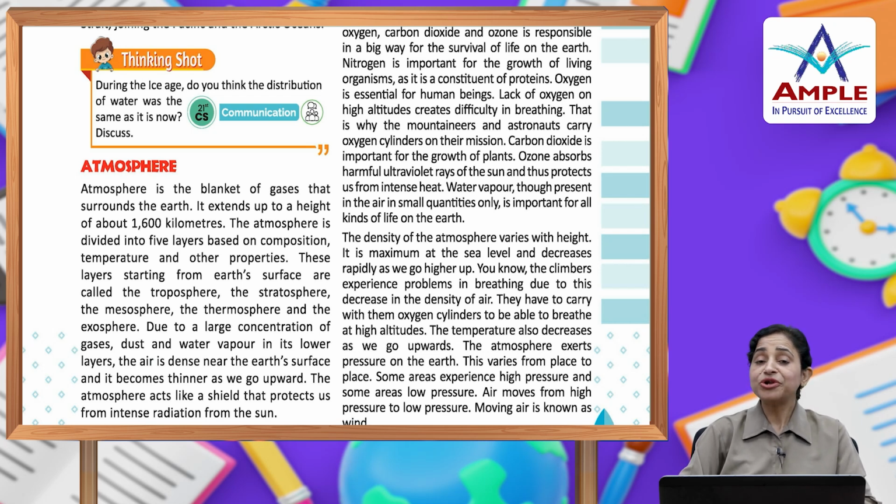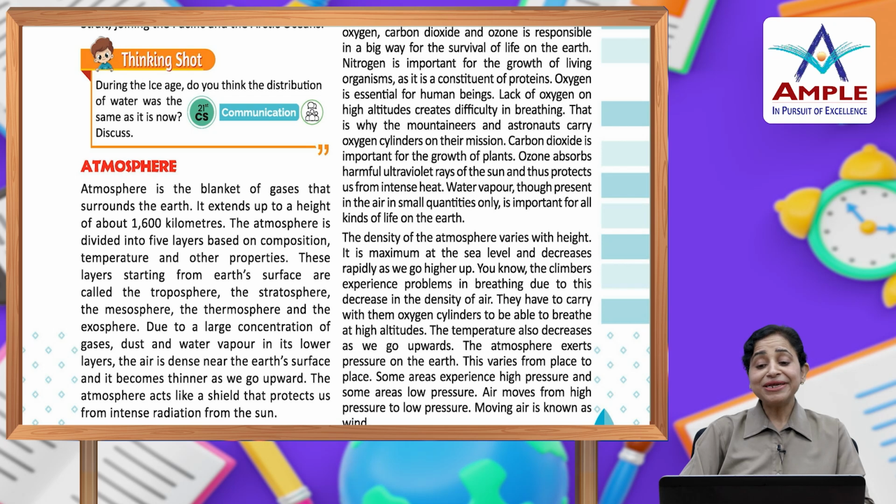ऑक्सीजन is essential for human beings. जैसे आप देखते हो हम ऑक्सीजन से ही सांस ले पाते हैं. Lack of oxygen at high altitudes creates difficulty in breathing. आप देखते हो, आप कभी बहुत ऊंची पहाड़ियों पे या बहुत ऊंचा कहीं पे चले जाते हो, तब आपको ब्रीदिंग प्रॉब्लम होनी शुरू हो जाती है, राइट. सो जैसे जैसे आप ऊपर जाते हो आपको ऑक्सीजन की ज़रूरत ज़्यादा पड़ती है.